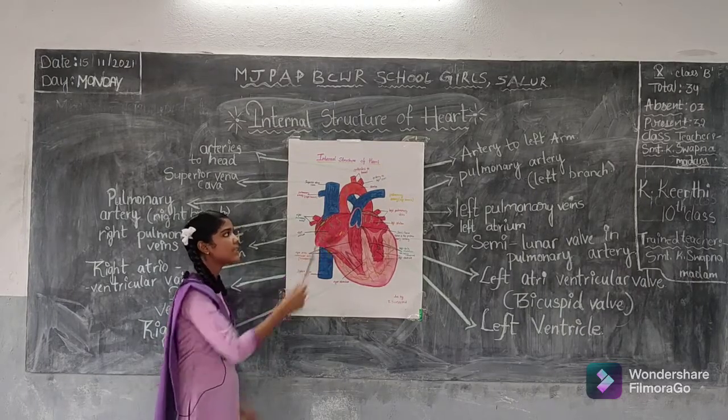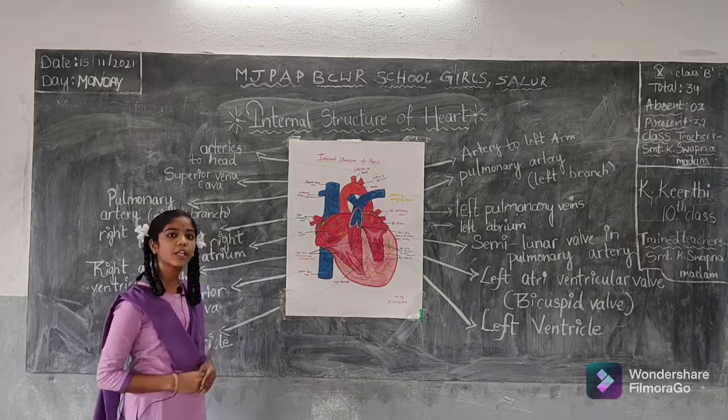The aorta supplies oxygenated blood to all parts of our body through the arteries.